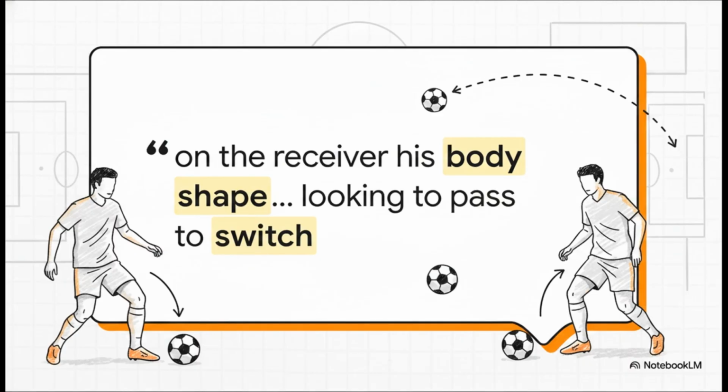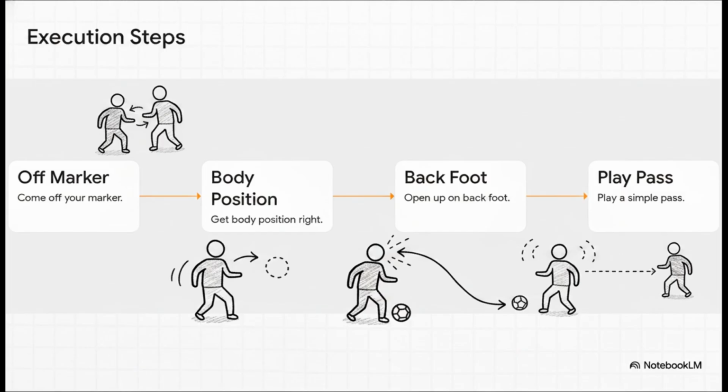A successful switch absolutely does not begin when you kick the ball. No way. It starts before the ball even arrives at your feet. You have to already be looking to pass and switch the play simply through how you position your body. And this sequence right here outlines the exact physical steps those Scottish FA coaches demand from their players. Step 1, you have to come off your marker to create that initial little pocket of space. Step 2, get your body position right to receive.